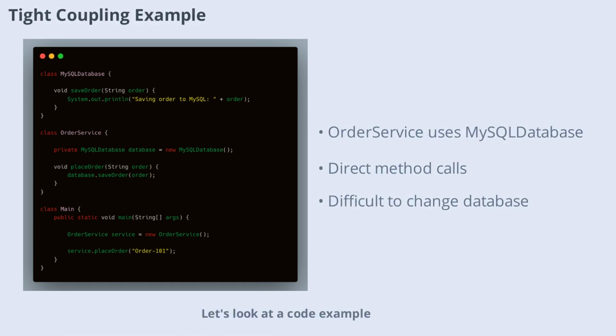Let's look at a code example. The OrderService class has a private field of type MySQLDatabase. When it creates an order, it calls database.save. This means OrderService is tightly coupled to MySQL. If you want to use PostgreSQL instead, you can't just swap out the database. You have to change OrderService itself. This kind of dependency makes your code rigid and difficult to maintain as requirements evolve.